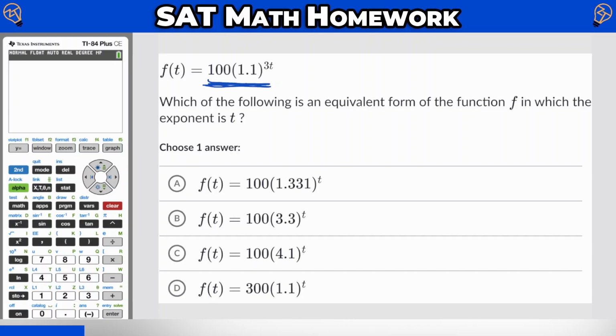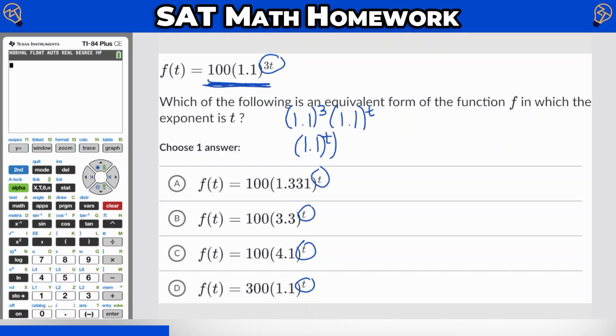Now, the biggest difference is all of these have an exponent of just t instead of 3t. So we have to figure out how are we going to rewrite that 1.1 to the 3t so that it's instead to the t power. Now, when talking about properties of exponents, there's really two things that would come to my mind as far as ways I could rewrite it. Would I either rewrite it like this so that one of them is to the t power, or would I have to rewrite it more like this?